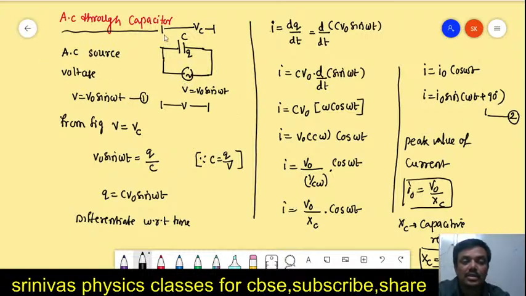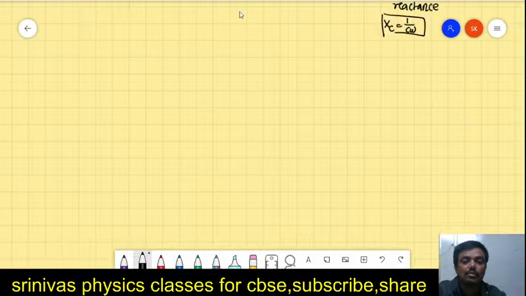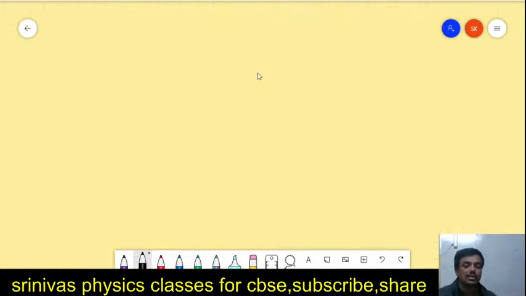If you connect AC to the resistor, we got only omega t. Here, the current angle is more than the voltage angle. Voltage angle is only omega t, but the current angle is omega t plus 90. Let us discuss some more regarding this. From equation 1 and 2, we write like this.